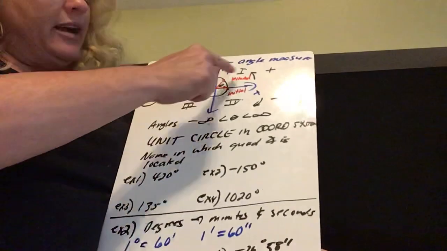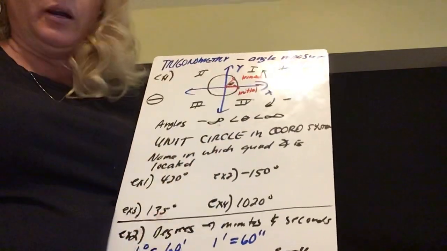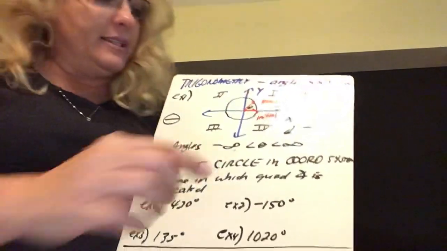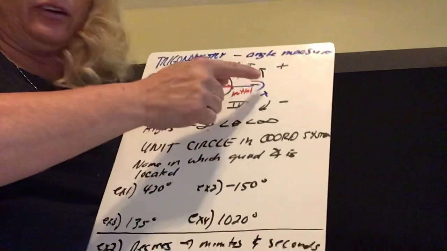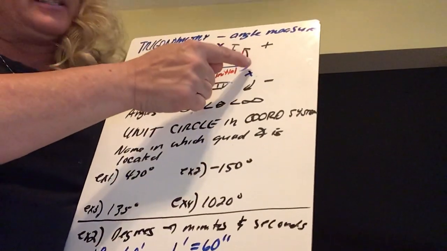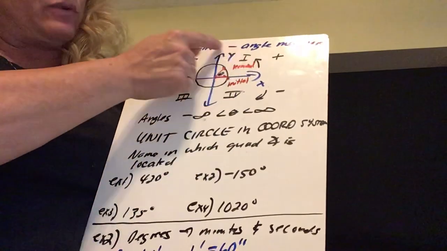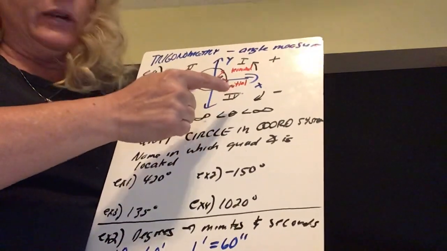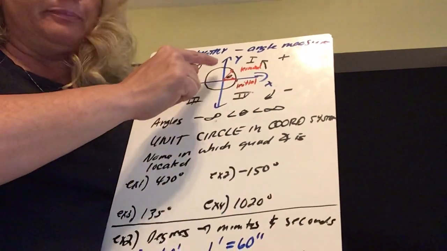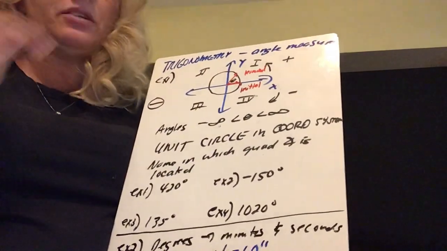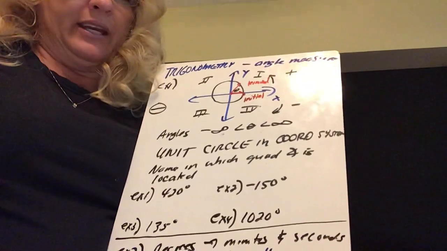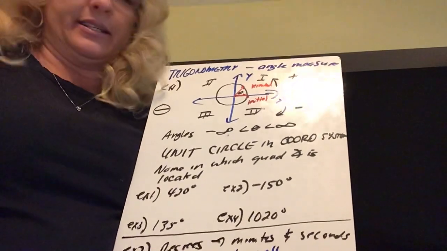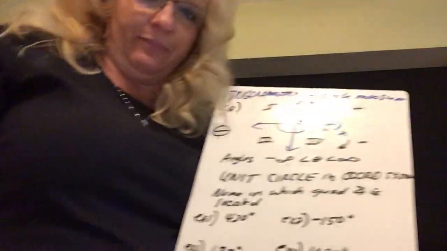So we still have our quadrants 1, 2, 3, and 4. But what's different from what you learned about angles in geometry is that we have positive angles like we would normally. Positive angles are measured, we go this direction. But we can also have negative angles. And we can also have angles that are bigger than 180 degrees. We can have angles that are 360. We can have angles that are 1,000.